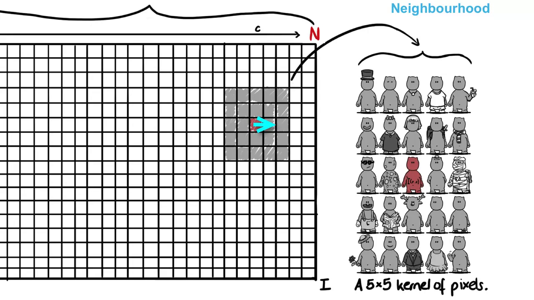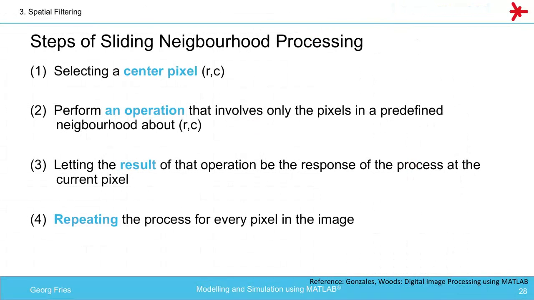So the sliding neighborhood processing consists of the following steps: selecting a center pixel with the values R and C, performing an operation that involves only the pixels in a predefined neighborhood about center pixel RC, letting the result of that operation be the response of the process at the current pixel, and repeating the process for every pixel in the image.